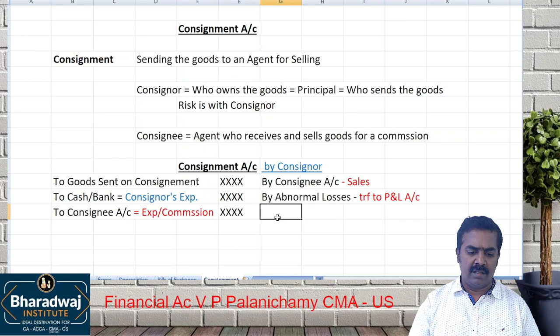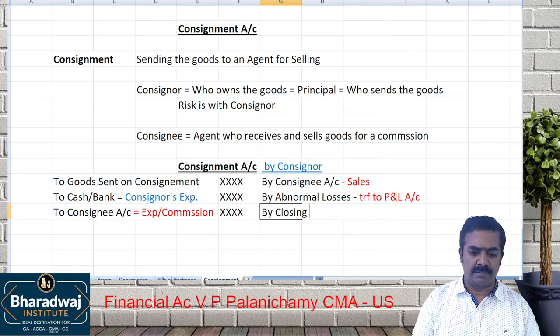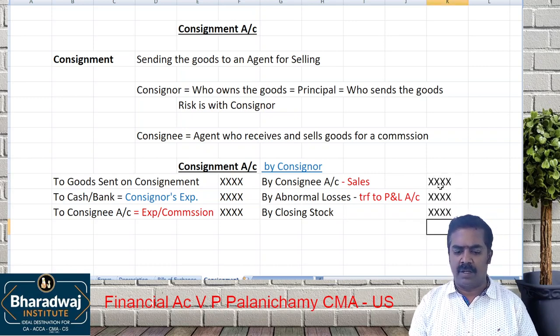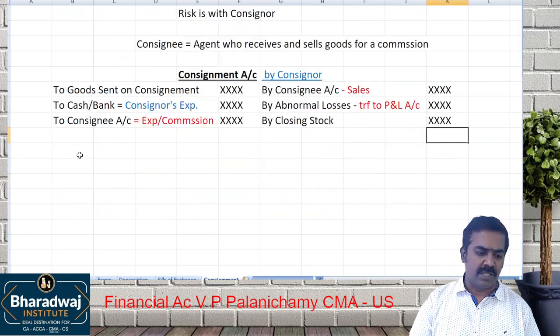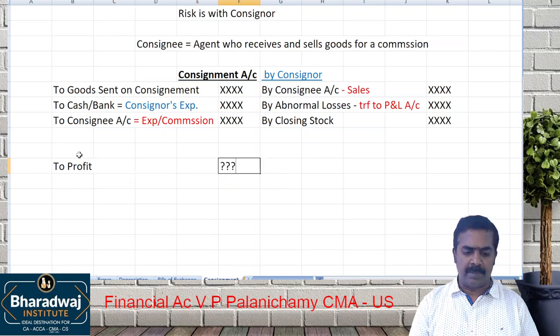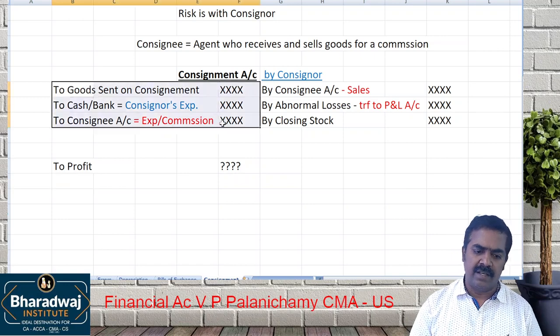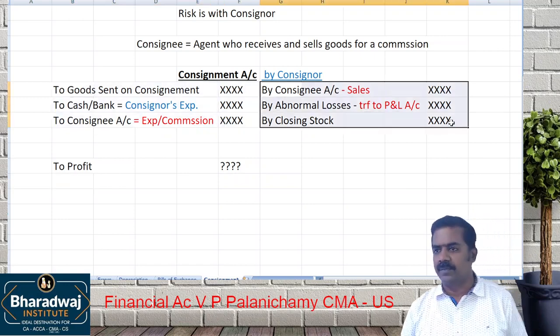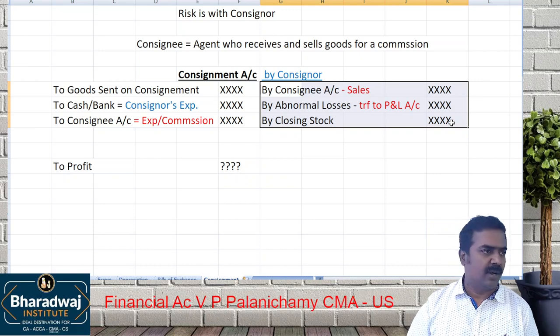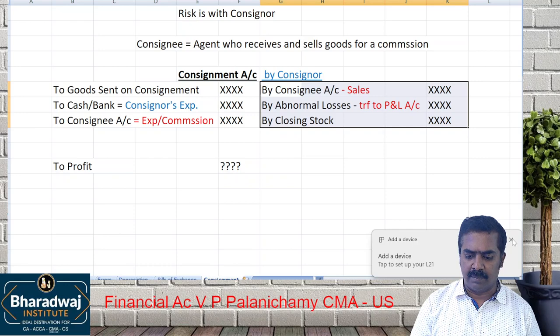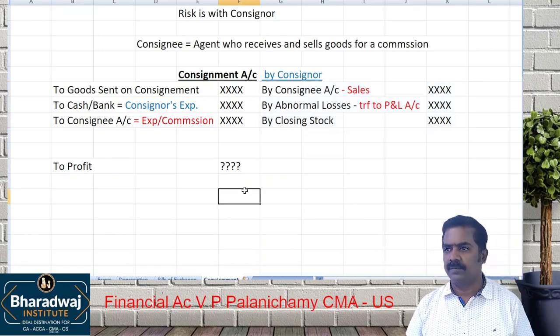P&L account. Then by closing stock will be there. So credit the sales, credit the abnormal losses and transfer to P&L account and transfer which one? Closing stock. The tally will come to profit. As a balancing figure we'll get which one? Profit. Simple concept of matching expenses with which one? Incomes. You get profit or loss. This is what we basically call consignment. Do you understand?